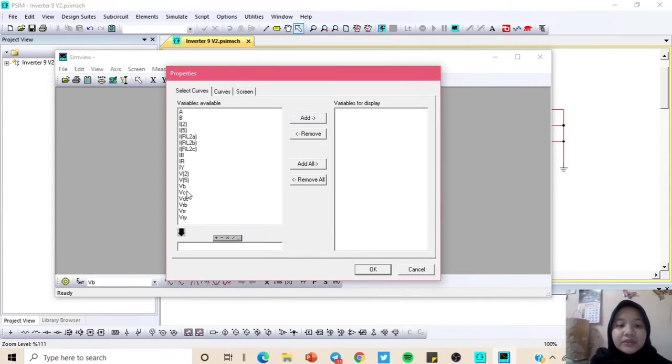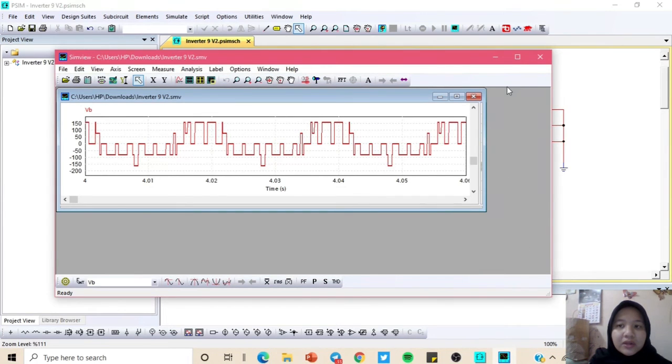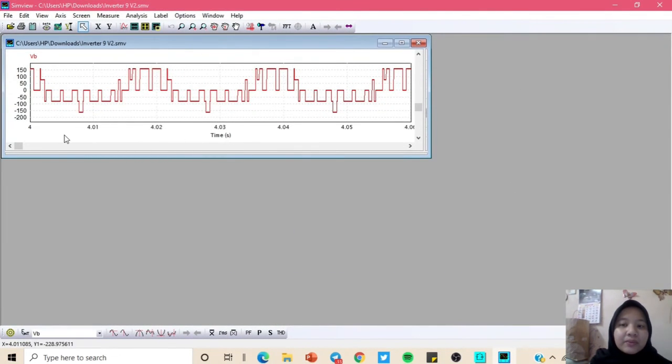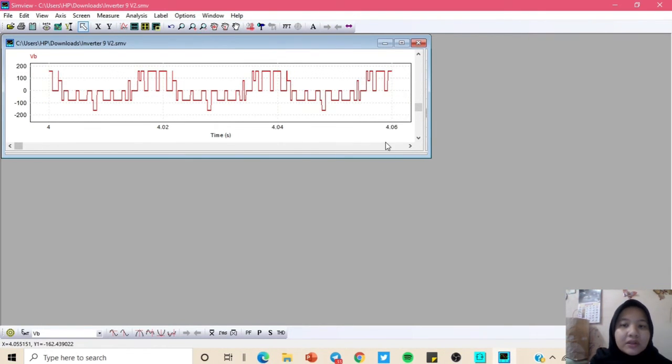Because we want to see the VB, we choose VB here and then add. So here we go. We want to see from 4 seconds to 4.06 seconds. So we reduce the range, and this is the phase blue voltage from 4 seconds to 4.06 seconds.